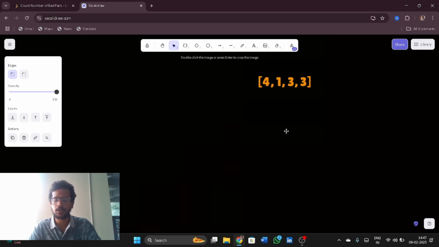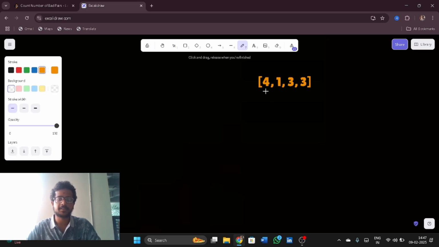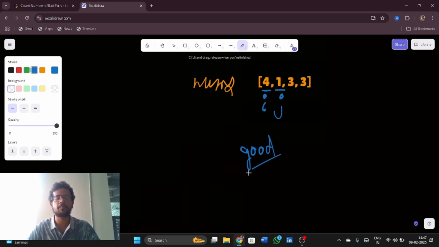In this question, we need to return the number of bad pairs, and a bad pair is known as the pair where the difference between i and j is not equal to the difference of nums of i and nums of j. We are given an array named nums, and we need to return the number of bad pairs. So instead of looking for the bad pairs, I will look for the good pairs. The number of pairs minus the number of good pairs will give me the number of bad pairs.